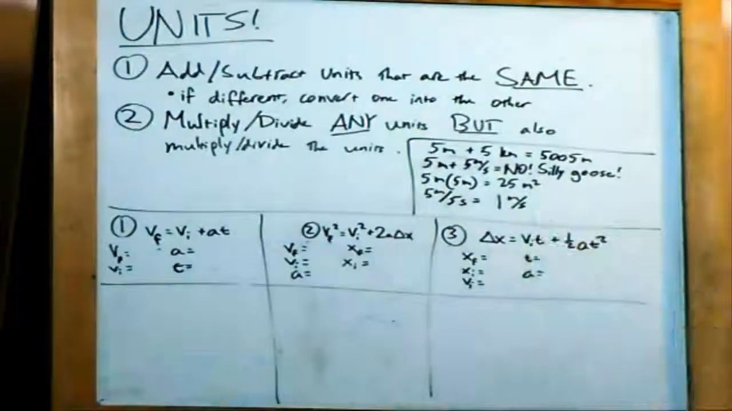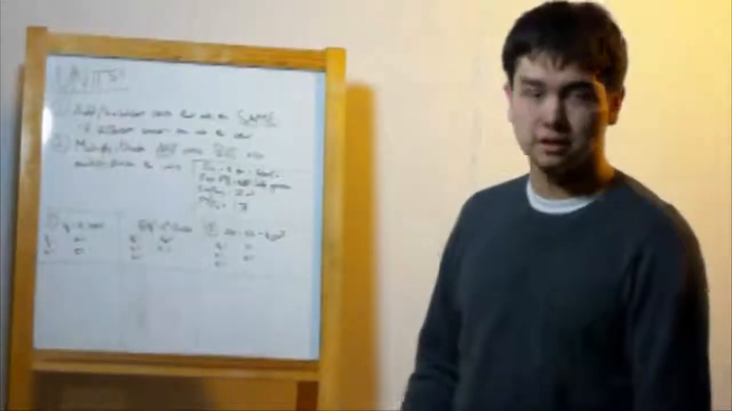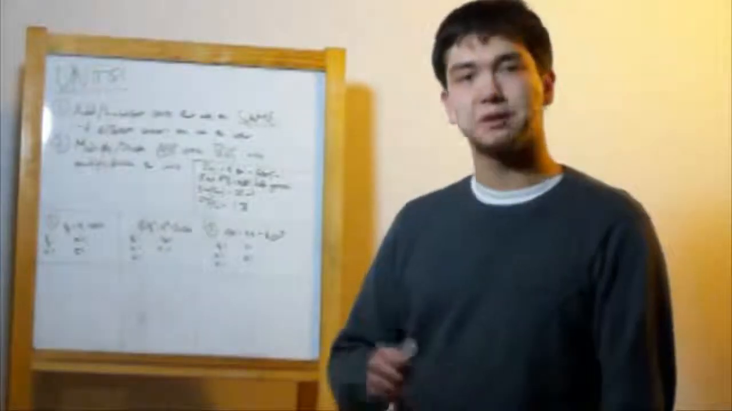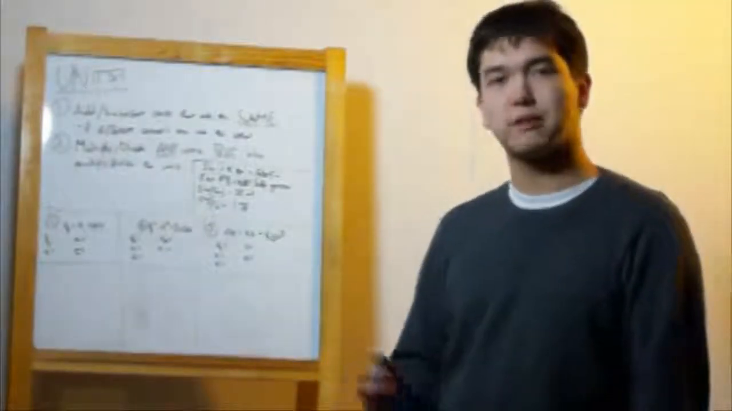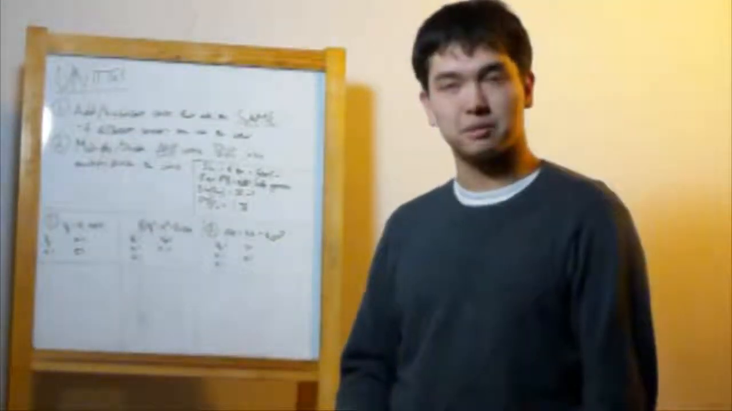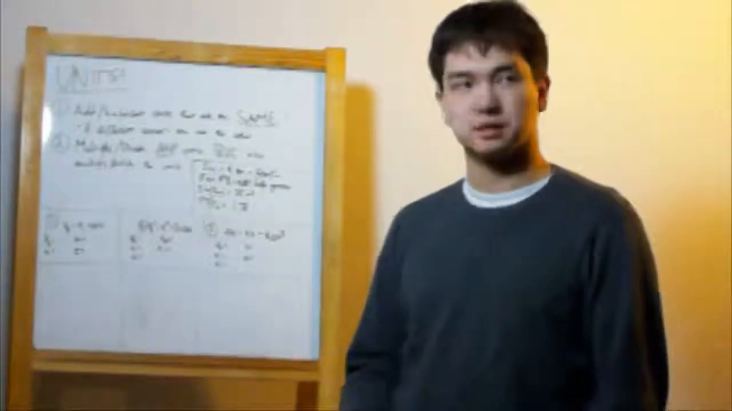5 meters plus 5 kilometers. The units are different, but you can convert kilometers into meters and vice versa. Let's just convert kilometers into meters. 5 kilometers is 5,000 meters, so that's 5,005 meters total. Of course, if they were the same units, it'd be even easier. 5 meters plus 5 meters gives us 10 meters.